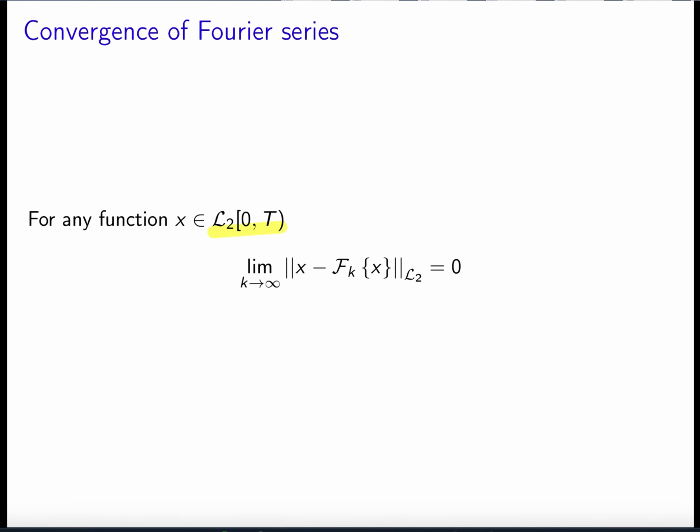However, we're not going to prove this result. It's beyond the scope of the course, but this shows that it's a complete basis in that sense. It can represent any function that lies between 0 and T as long as it's square integrable.